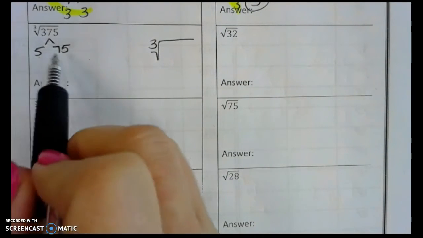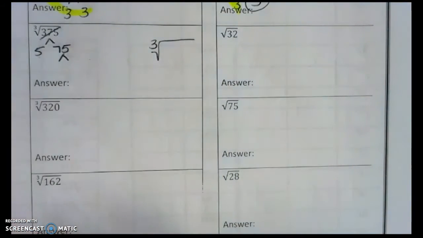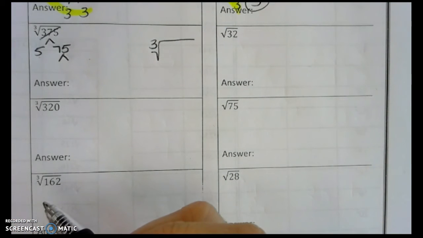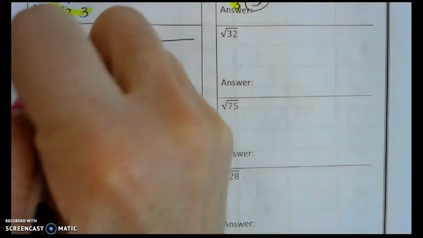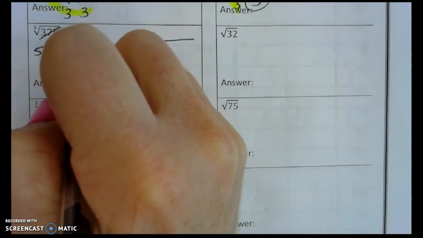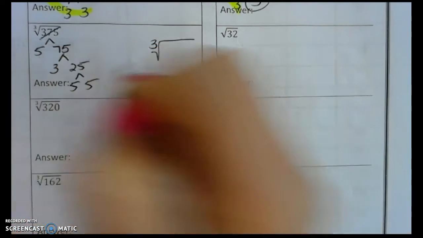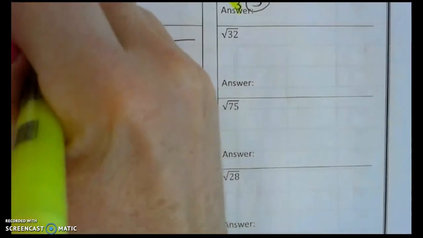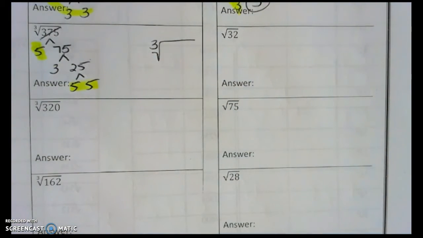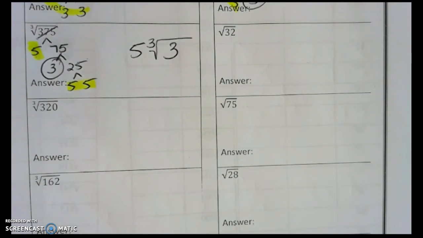Now, 5 is a prime number. 75 is not. I could do 5 times 15, but I'm going to go with 3. 3 is my lowest number. I know it goes into 75 25 times, and then 25 will factor into 5 times 5. Now, on this one, I'm looking for 3 identical factors. I do have it. It's not as neat as it usually is. If I had started with 3, it would have been better. So I have 3 5's. I'll pull one of those out, and this leftover 3 stays under the radical.